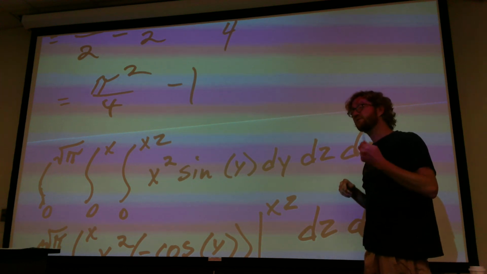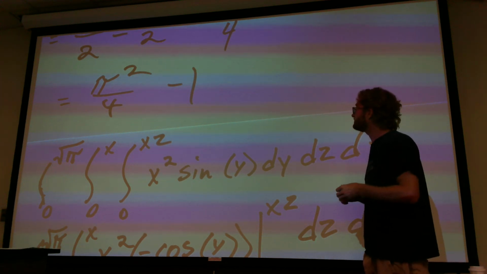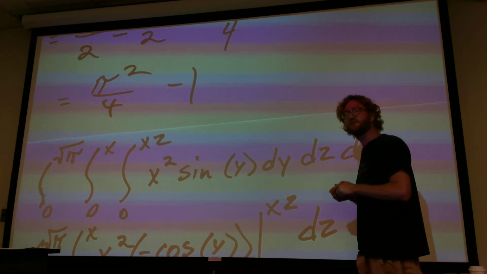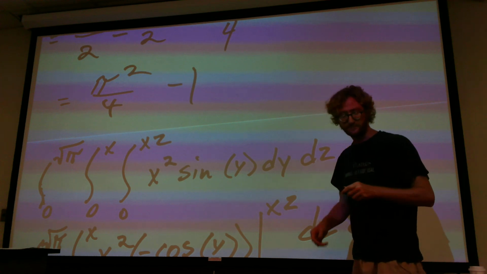So you want the final integral to actually get you to a number rather than some type of function, something like that.